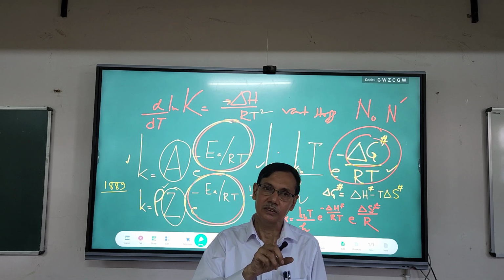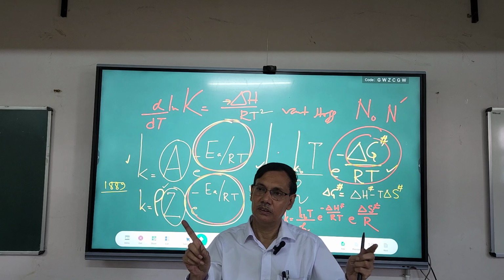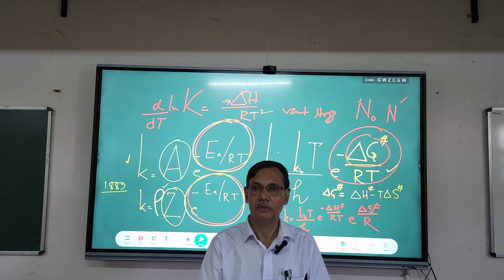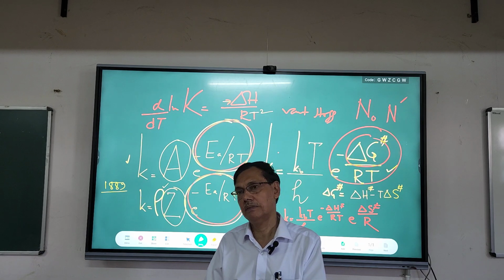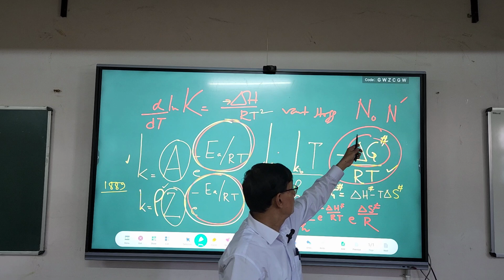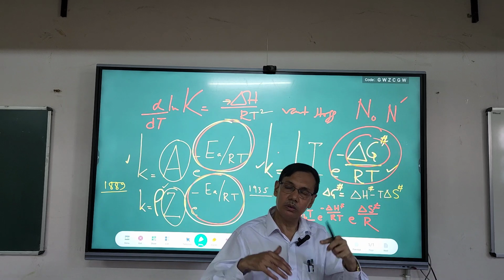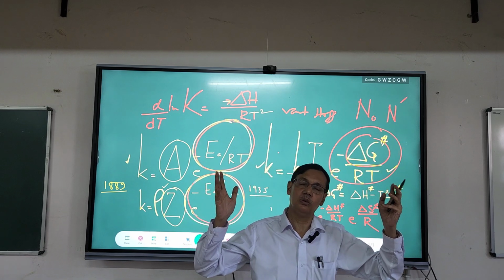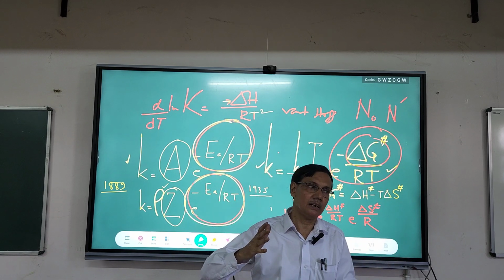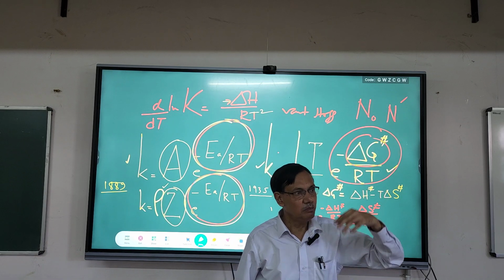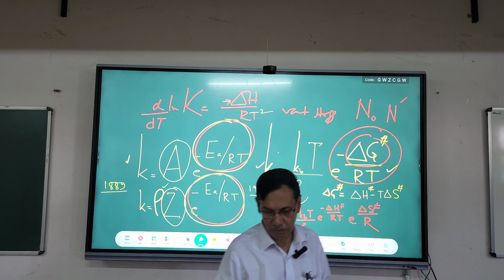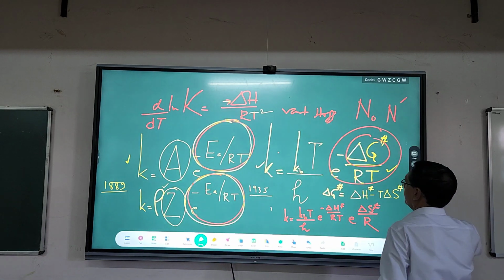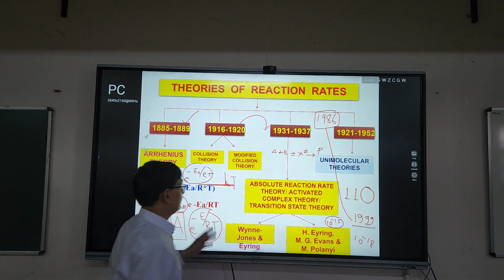So friends, there are two theories responsible for collision theory. One is the kinetic theory of gases, another is statistical thermodynamics, and both theories were developed by two great scientists. You all know the names: one is J. Clerk Maxwell, another is Boltzmann. So this is the story.